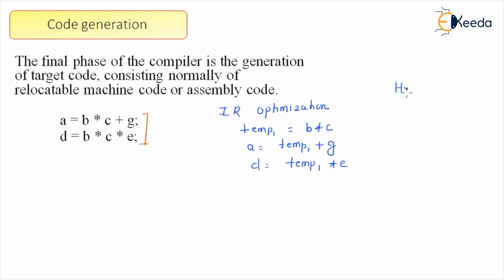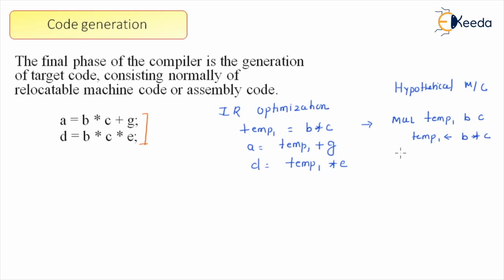Now I'm assuming a hypothetical machine. Here I have to perform this B multiplied by C, so I'll translate this into something like multiply. If three address instructions are allowed, then I will say multiply temp1, B and C, and the interpretation is the same: temp1 is loaded with the value B multiplied by C.